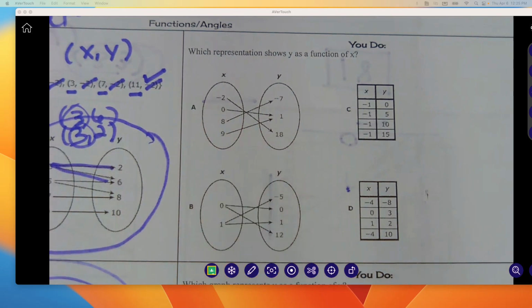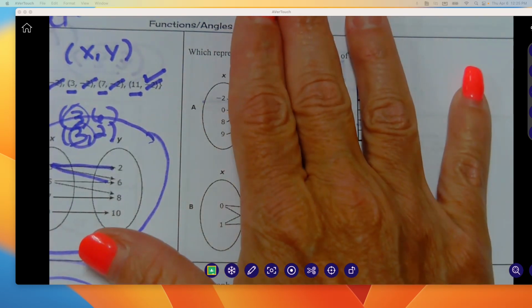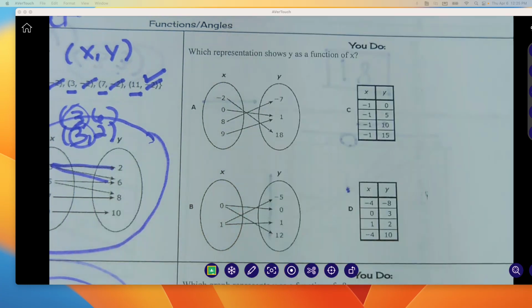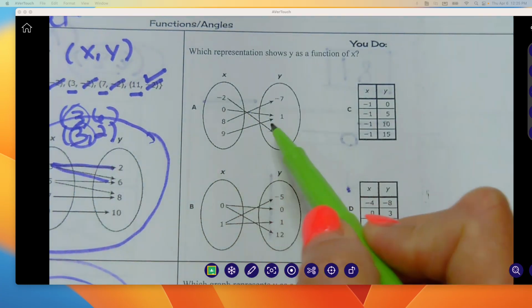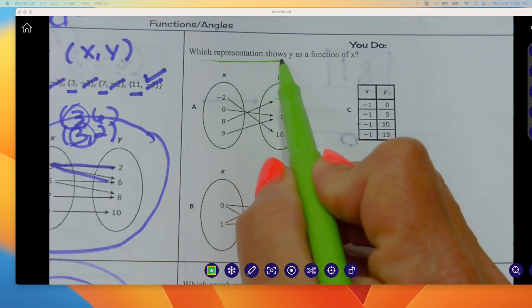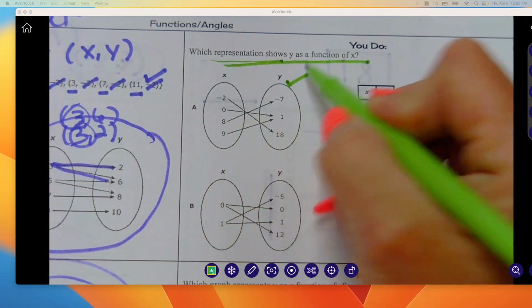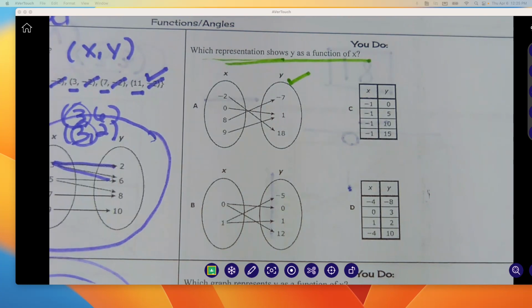Let's first look at letter A, see if any of those x's repeat. -2, 0, 8, 9. They don't. Only one line from each number. So therefore, this is a function. Let's see which representation shows y as a function. Okay, we're just not going to pick it. I'm going to put a check mark because this is showing it's a function.